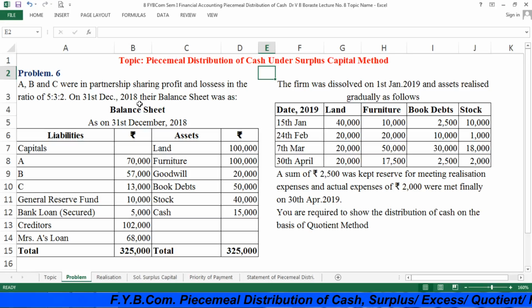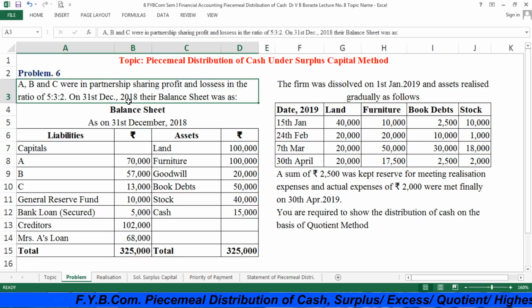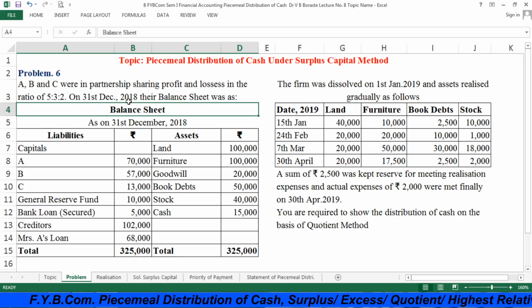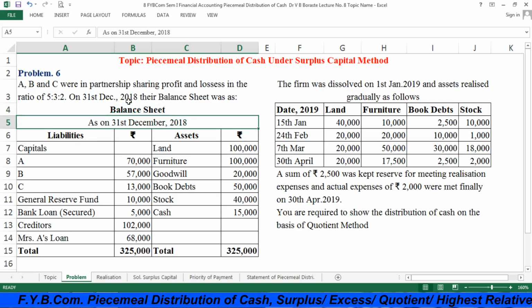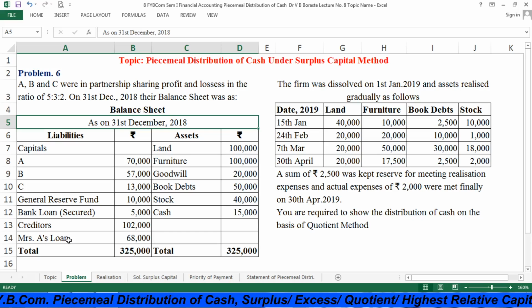Here is example number 6 of piecemeal distribution of cash under surplus capital method. Problem number 6. Messrs A, B and C were partners sharing profit and losses in the ratio of 5:3:2 on 31st December 2018 when their balance sheet was as follows. Balance sheet as on 31st December 2019. On the liability side, we have capital, general reserve fund, bank loan, creditors, Mrs. A's loan. And on the asset side, there are various assets including goodwill, furniture, land, book debts, cash and debtors.